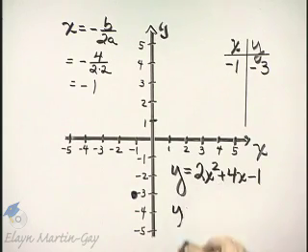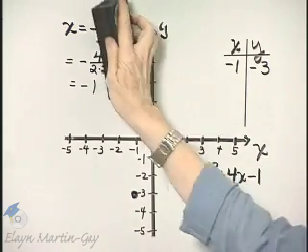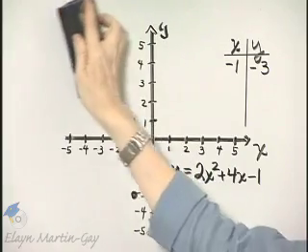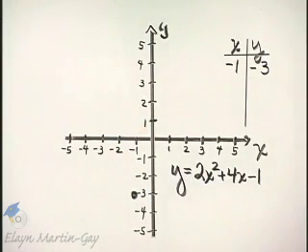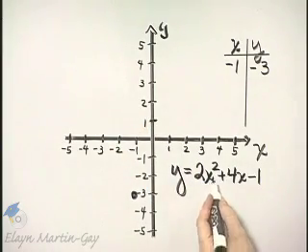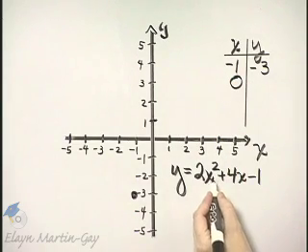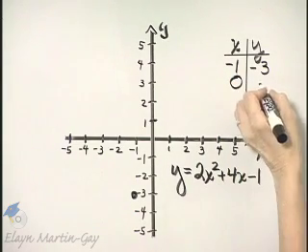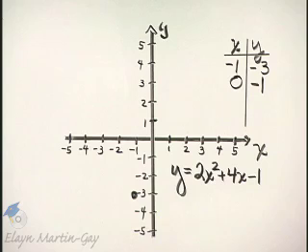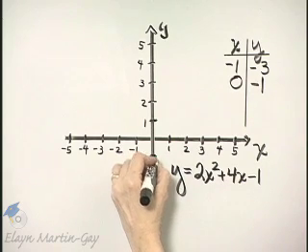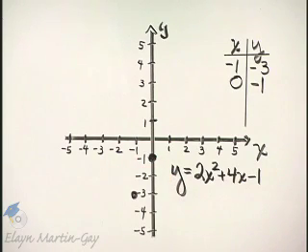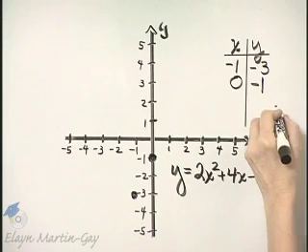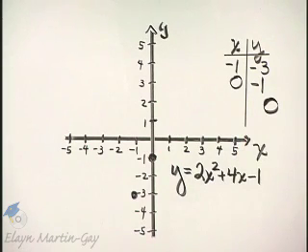Now let's find intercepts. Let's go ahead and find the y-intercept, because we can find the y-intercept by letting x be 0. If I let x be 0 here and here, we find that y is negative 1. So there's the y-intercept. Then how do we find x-intercepts? We do so by letting y be 0.